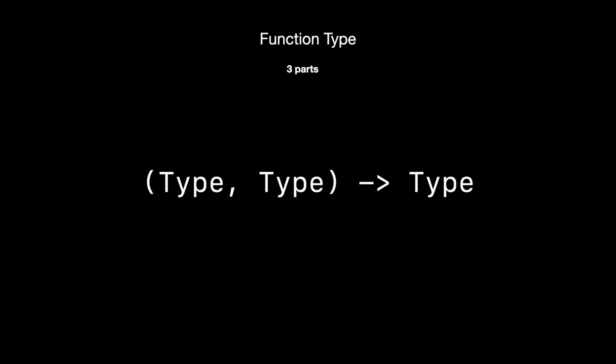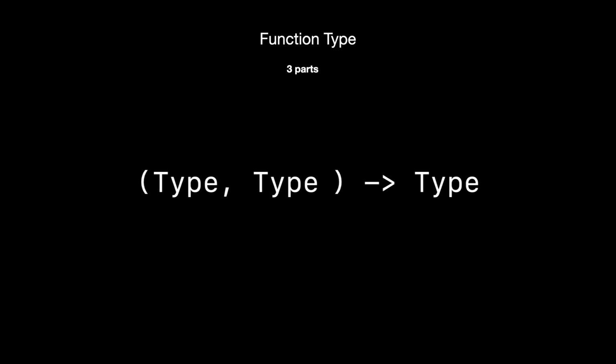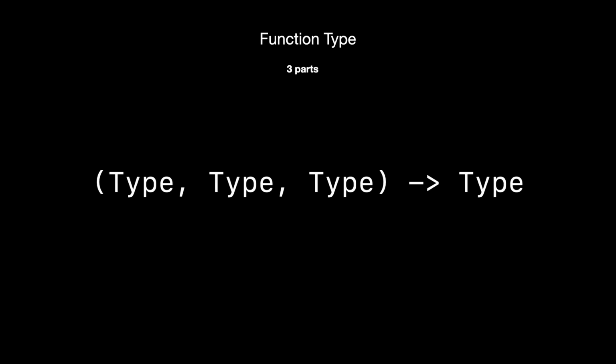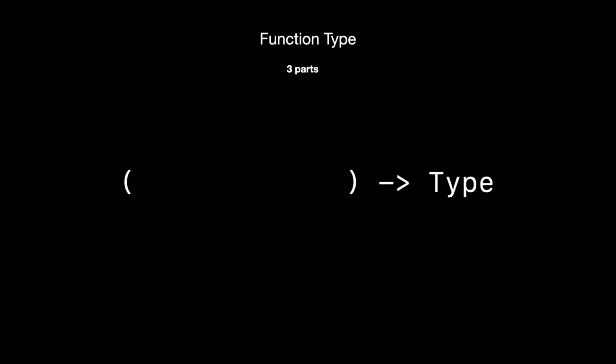As I mentioned, function types can have multiple parameters. Each parameter is separated by a comma. A function may also have no parameters. This is one way to refer to a function that has no parameters and returns nothing.